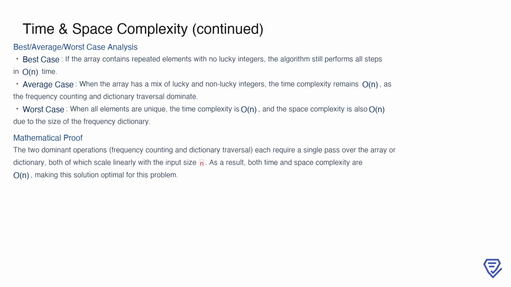In the worst case, where all elements are unique, the time complexity remains O(n), and the space complexity is also O(n), due to the size of the frequency dictionary. To understand why this is optimal, consider the mathematical proof. Both frequency counting and dictionary traversal involve a single pass over the input array or the dictionary, respectively. These operations scale linearly with the input size n, ensuring that both time and space complexity are O(n). This makes the solution efficient and well-suited for the problem at hand.